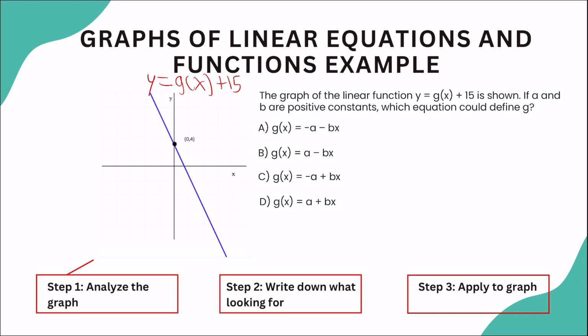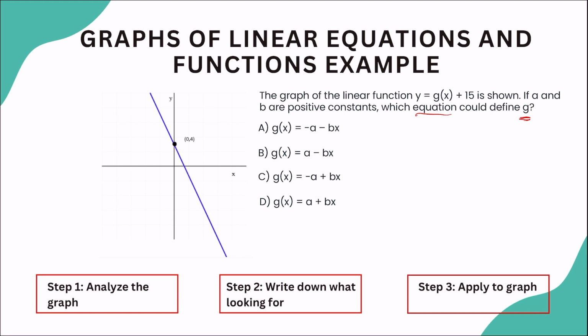Okay, so I'm just writing that above my graph so I can keep track of this graph is showing me g of x plus 15. And just looking at the graph, I'm seeing it's trending downwards. So as our x values increase, our y values decrease. So this is telling me negative slope. And I'm seeing our y-axis here of 0, 4. And so this is just my quick analyzing of the graph. But let's move on to step 2 and see what this question is looking for. So we're looking for which equation could define g.